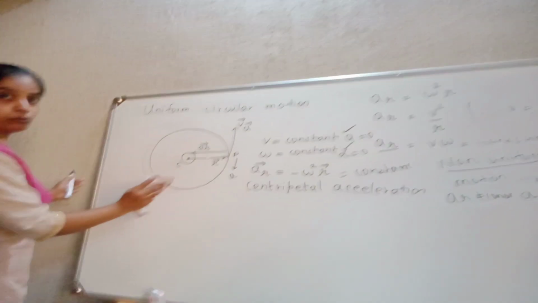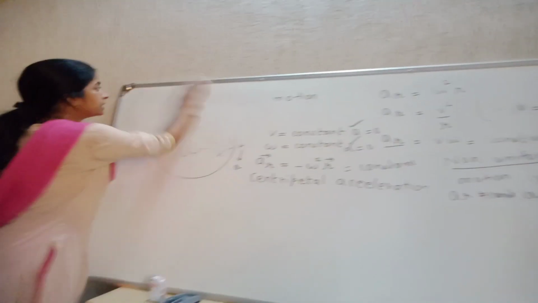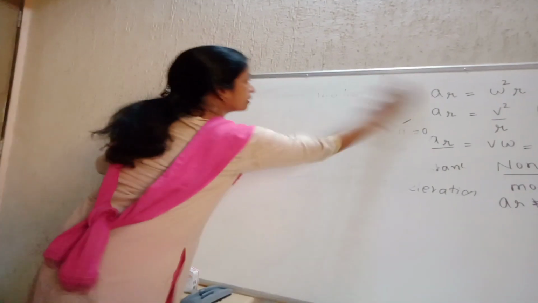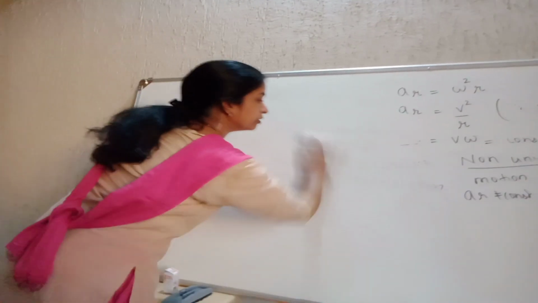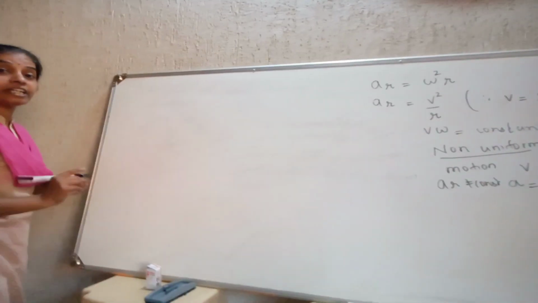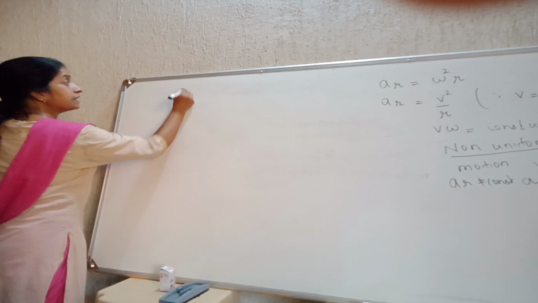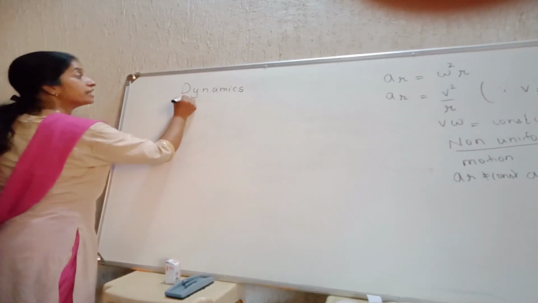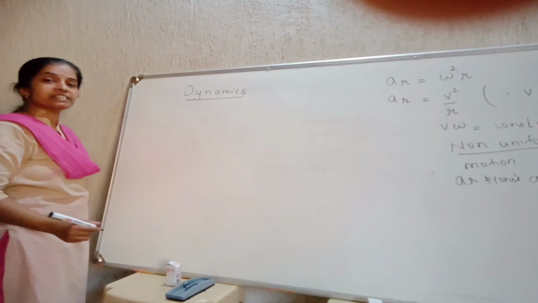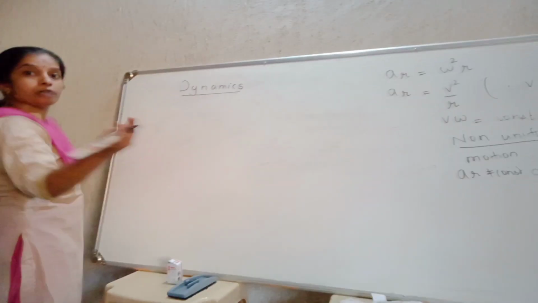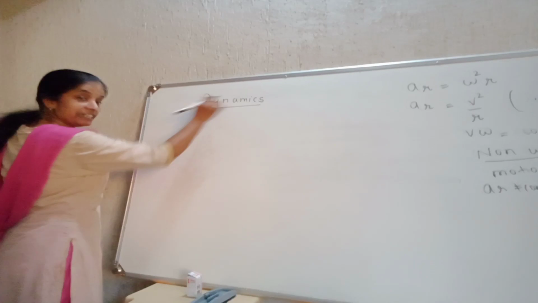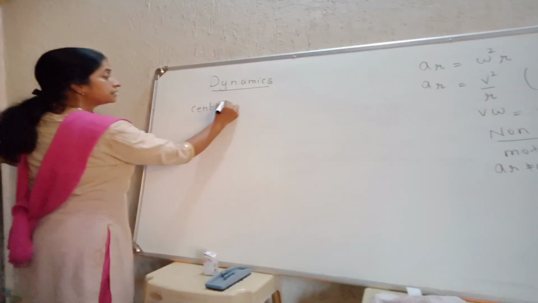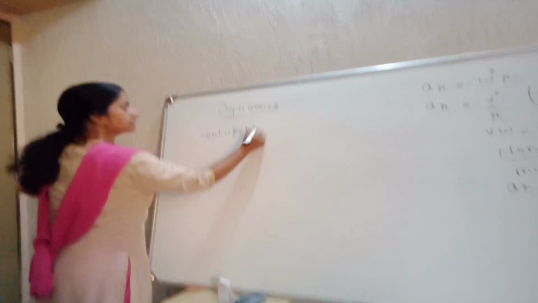Now we will continue, students. We will discuss something called the dynamics in circular motion. Now you may ask me, teacher, dynamics? Dynamics means motion, motion in circular motion. What is that? In this dynamics part, we discuss something called centripetal force.